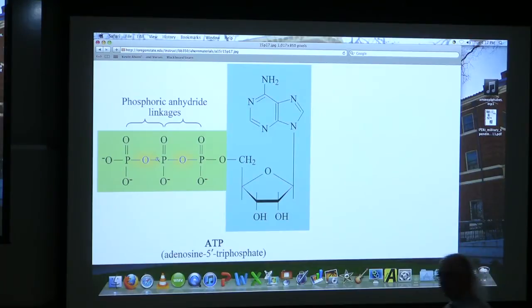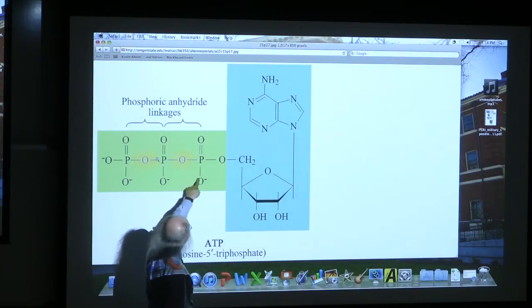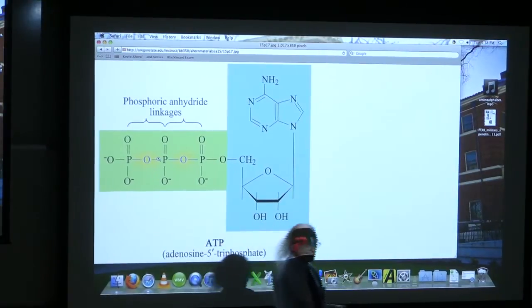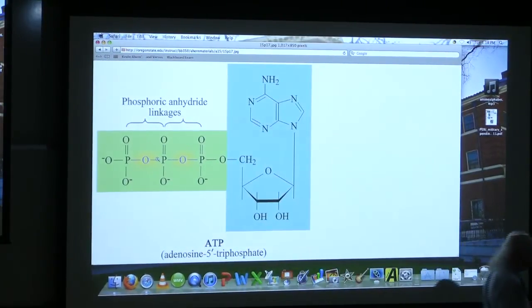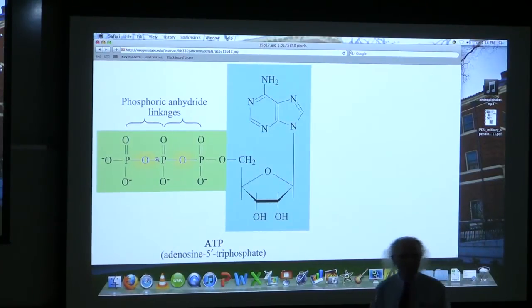ATP, as I said, is the energy currency of the cell. The reason ATP has such high energy is because right here, these phosphates are all negatively charged, and they all repel each other. They all want to go flying away, and they're held in place by covalent bonds.